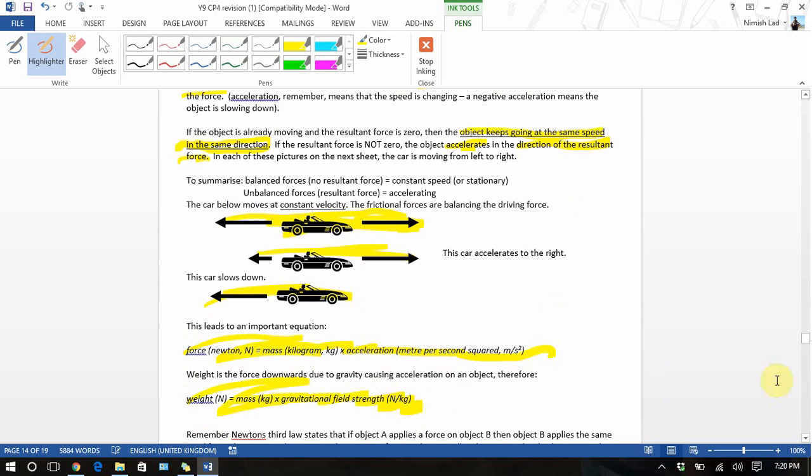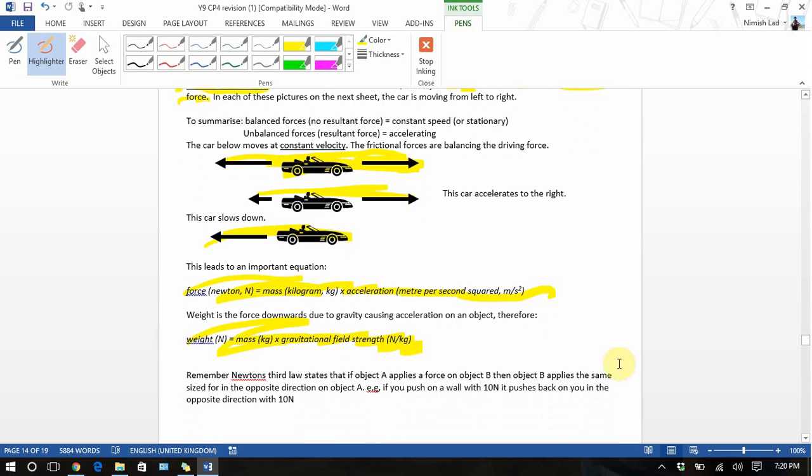gravitational field strength. Remember that Newton's third law states that if object A applies a force on object B, then object B applies the same size force in the opposite direction on object A. So if you push a wall with 10 newtons, it pushes back on you in the opposite direction with 10 newtons. That's what Newton's third law tells us.